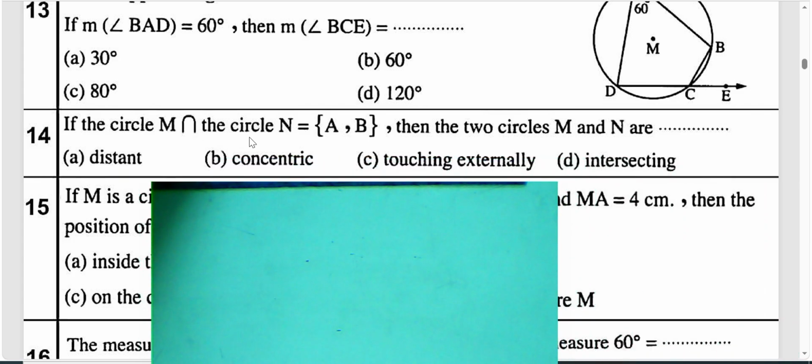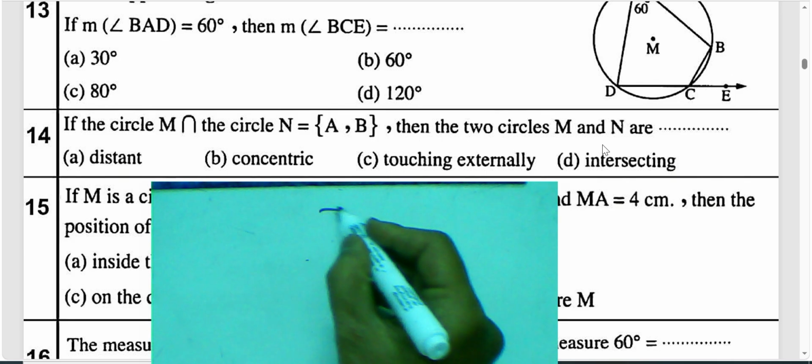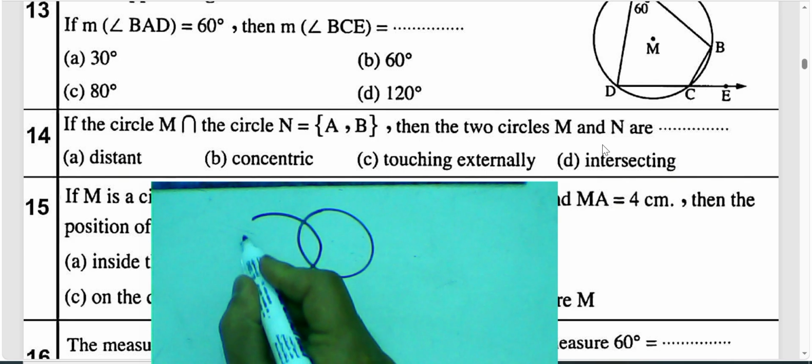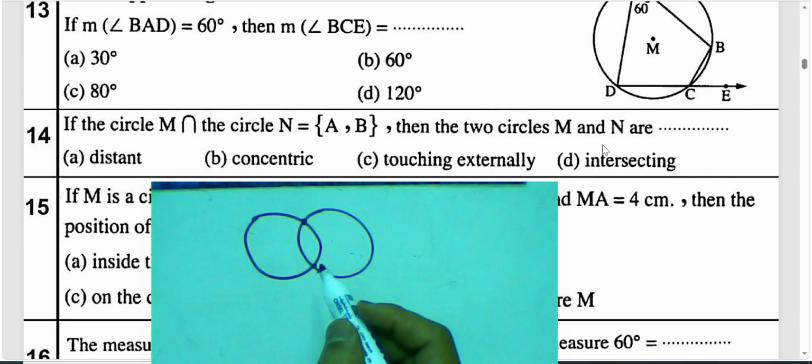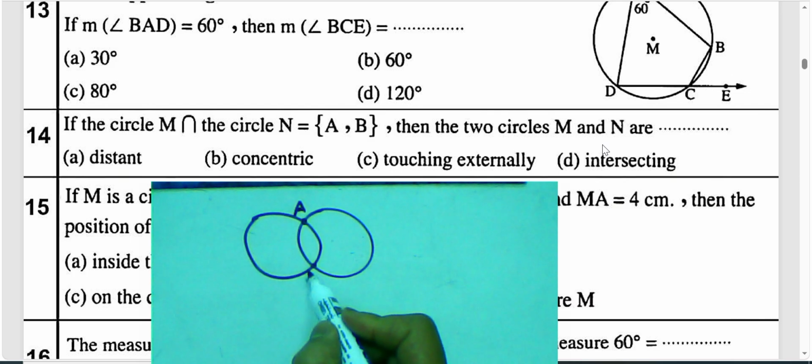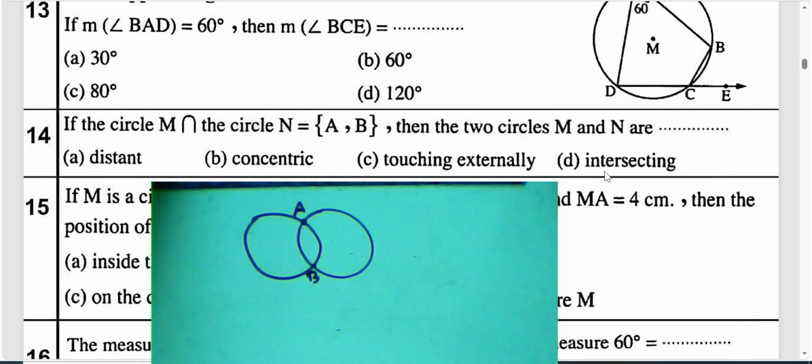Circle M intersects circle N at points A and B. In the two circles M and N, we have an intersection between the two circles at 2 points. Then they are intersecting because they intersect at 2 points A and B. We call it intersecting. It shows letter D, intersecting.